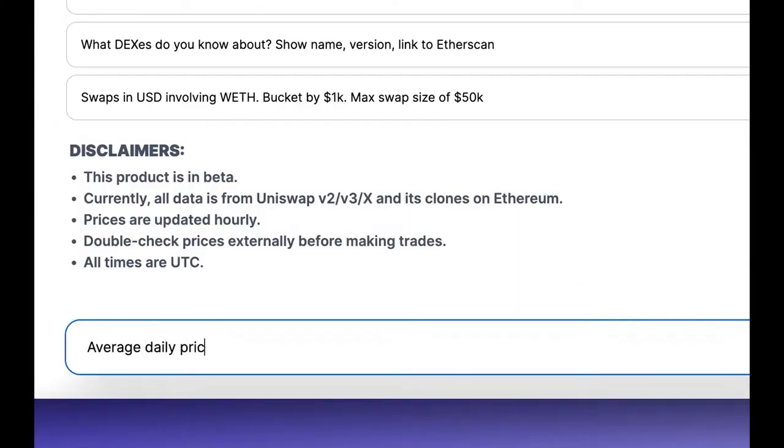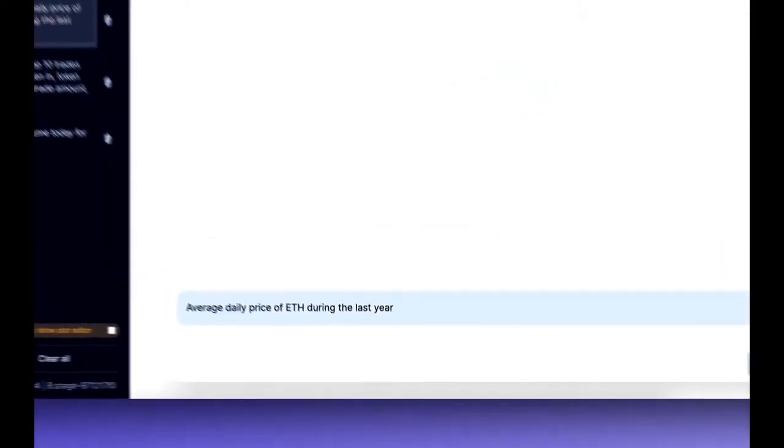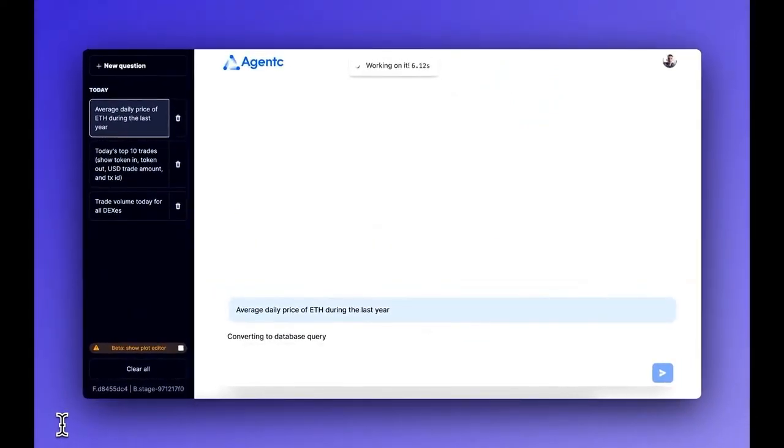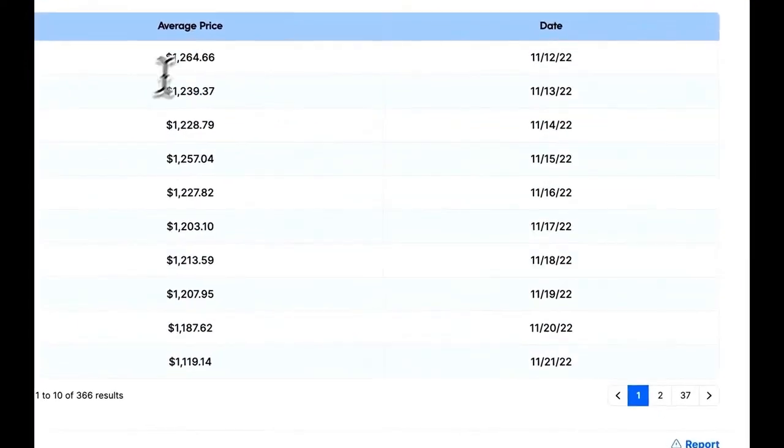Another question is "average daily price of ETH during the last year." It's being sent to the back end, where there's an LLM. The LLM converts it to SQL. The SQL then gets executed on our ClickHouse database, which is up to Chainhead, and then displays and returns the results.